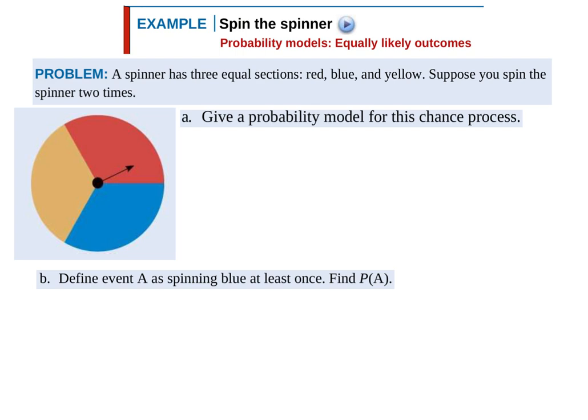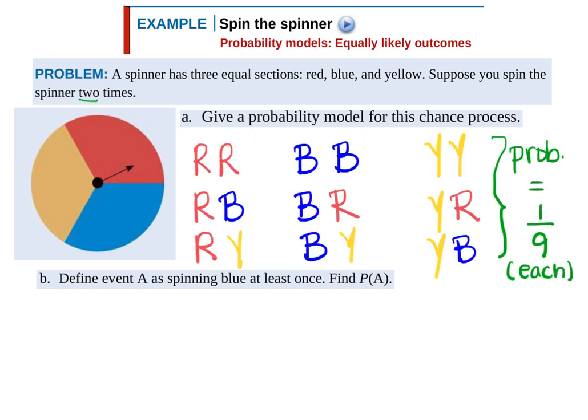Let's look at a quick example about spinning a spinner. A spinner has three equal sections. We've got red, blue, and yellow. Equal sections, so equal probability of landing on each of those colors. Suppose you spin the spinner 2 times. Let us give a probability model for this chance process.